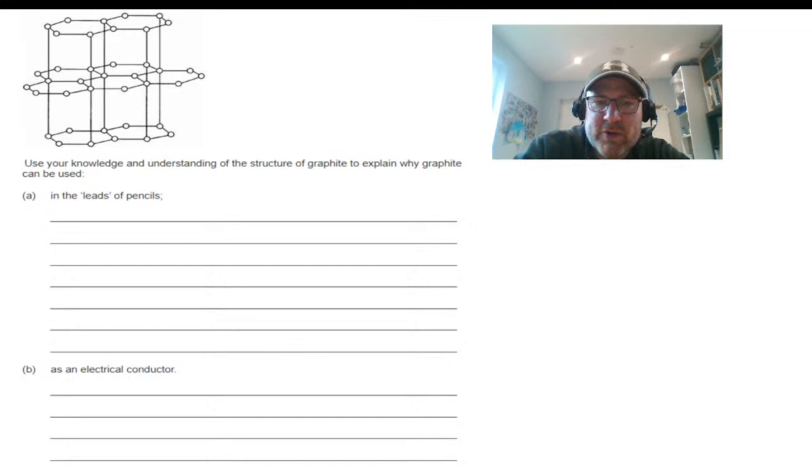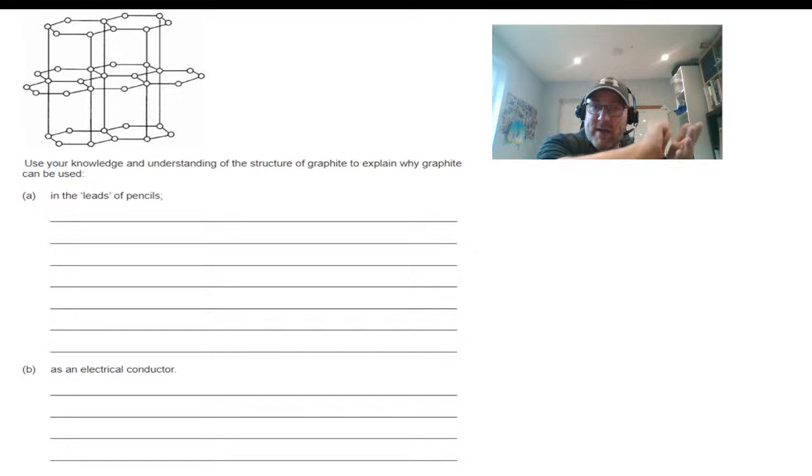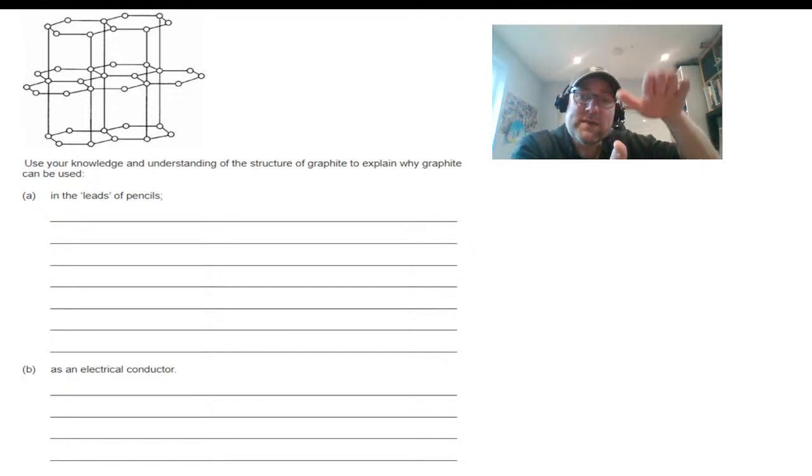Use your knowledge and understanding of the structure of graphite to explain why graphite can be used in pencils. We've just gone through this. This is asking you, why does it write off on paper? Why do the layers of graphite slide? Graphite's a great lubricant and it's great in pencils. It's because there are weak intermolecular forces between the layers and the layers can slide. So that's going to get me my marks.